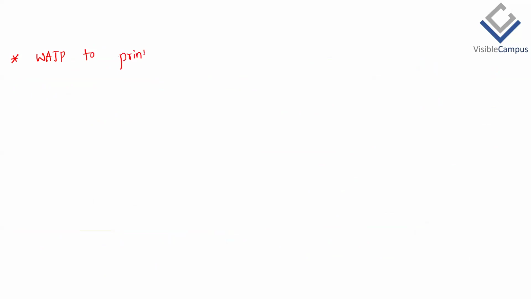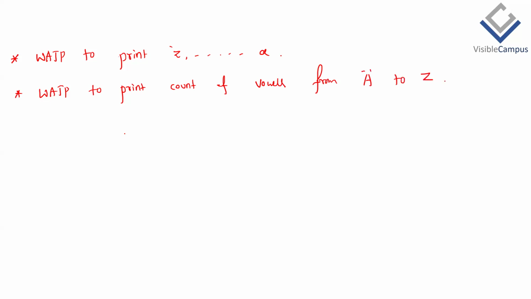So to practice on these characters, after that first basic question, let me write a program to print small z to small a in separate lines. That is one question. The next, now to this we can add a vowel logic here. Write a Java program to print count of vowels from capital A to capital Z. Write a program to print vowels of lowercase a to z in reverse order.